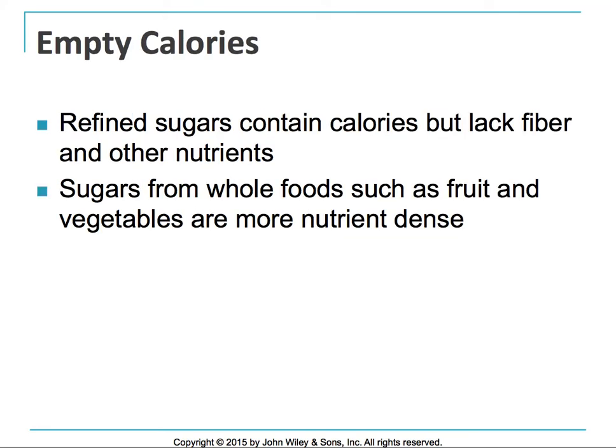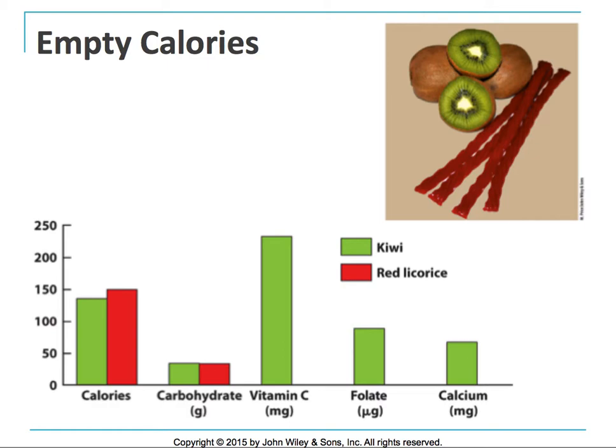Empty calories. Refined sugars contain calories but lack fiber and other nutrients. Sugars from whole foods, such as fruit and vegetables, are more nutrient dense. So here's an example of what we're talking about when we say nutrient dense. Here we have an example of a kiwi and some red licorice.